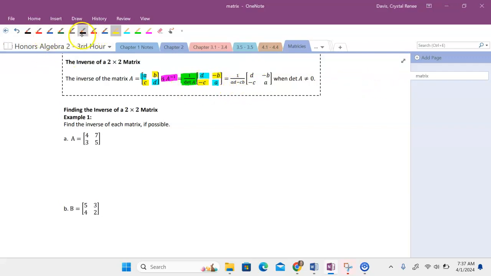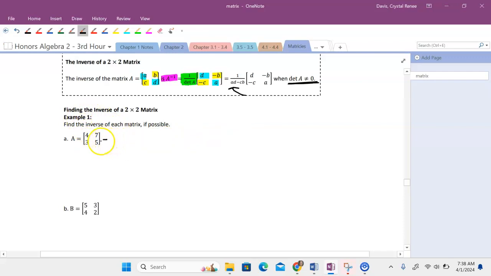Okay, and we can only do this when our determinant is not equal to 0, which makes perfect sense because if it equals 0, this here is going to be undefined. All right, so let's find the inverse matrix of A.